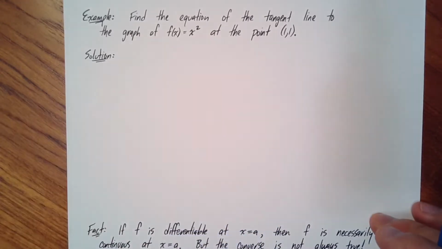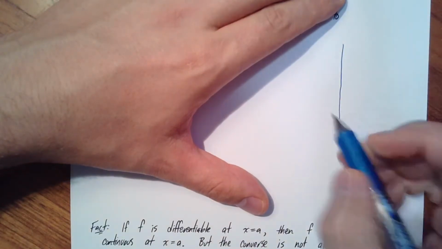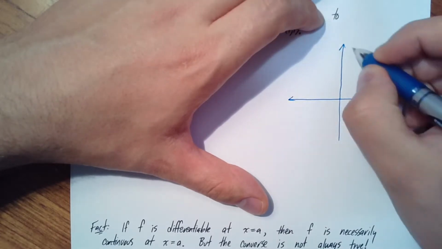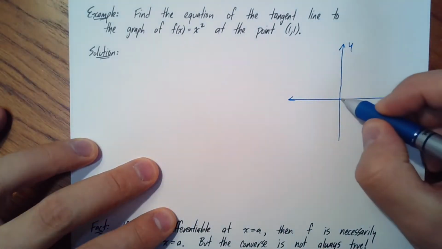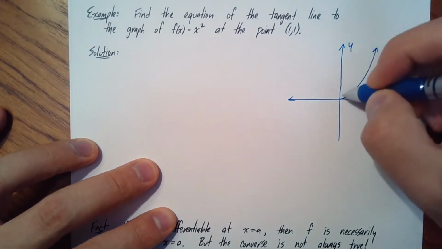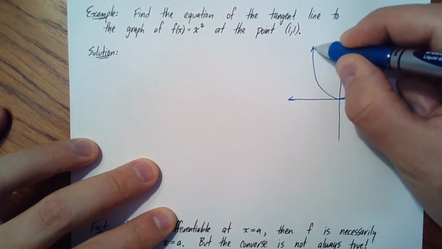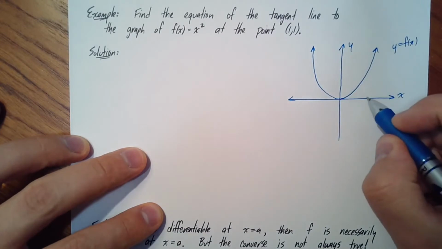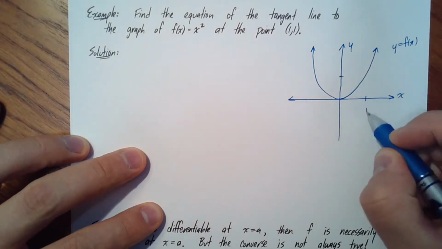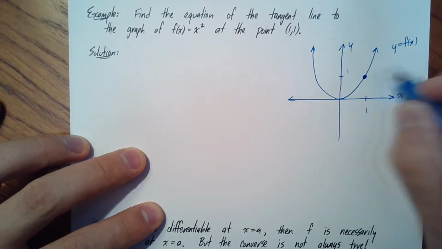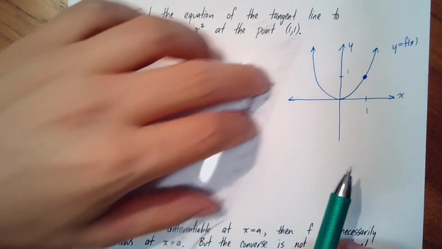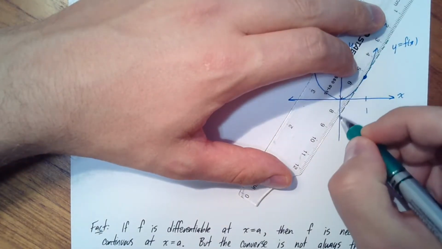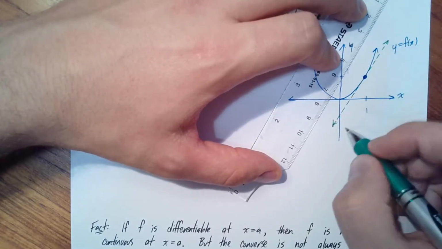And let's just draw a picture. Actually, I won't bother with the ruler. I'll just draw this carefully. Here's what you're actually looking at, right? So f of x is equal to x squared. This graph's going to look something like this. It's a parabola, and at the point 1, 1, we have something like this. So what we're really looking for is the equation of this line. That's what we want to find.